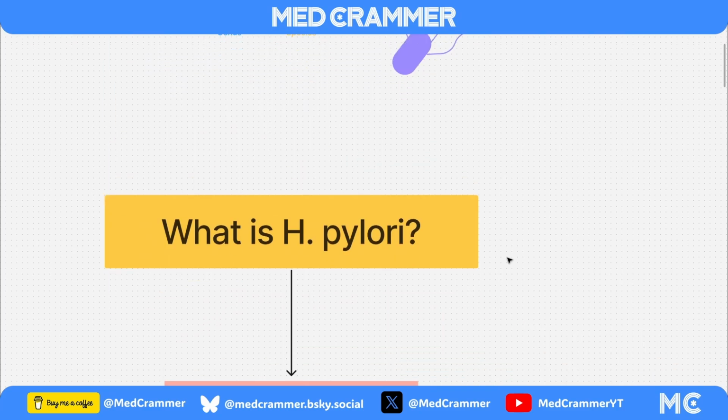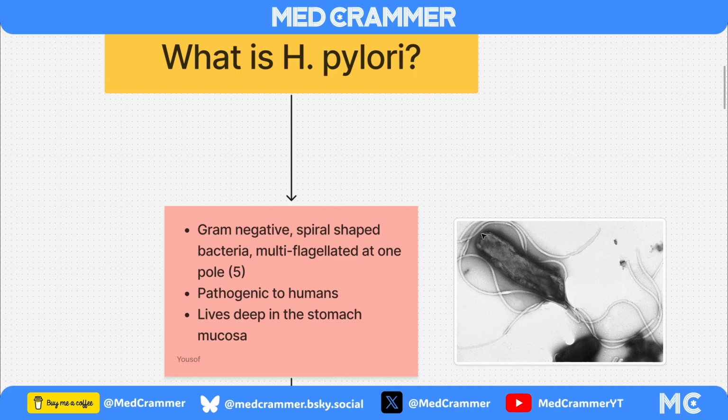It is spiral shaped. Now, it's not very visible here because it just looks like a log, but in real life, if you actually zoom in, it's going to be spiral shaped, and you can see that it has multiple flagella. Usually they're 5, and they're kind of sporadic here in this diagram, but you can see that they all originate from one pole. So they're unipolar and it's multiflagellated. Okay, and we said that it is pathogenic to humans, which is why we study it.